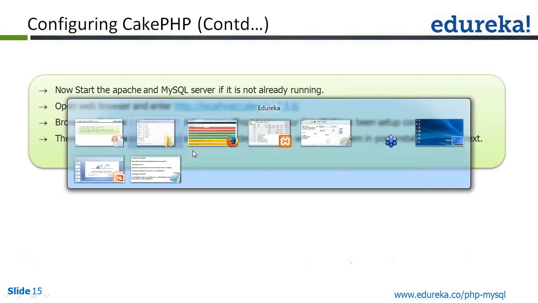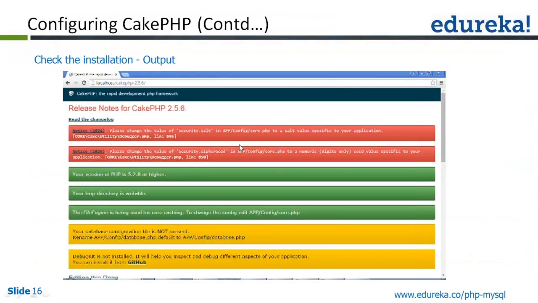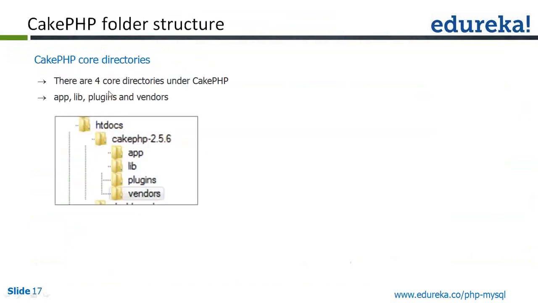That's what we've seen. Which are the warnings? Notice: please change the value of security.salt in app/config/core.php to a salt value specific to our application. They're given some values specific to our application. If you want to do encryption and decryption algorithms, or use some security features, we need to provide some values. Otherwise, you will get a message like this. Same thing we are getting.